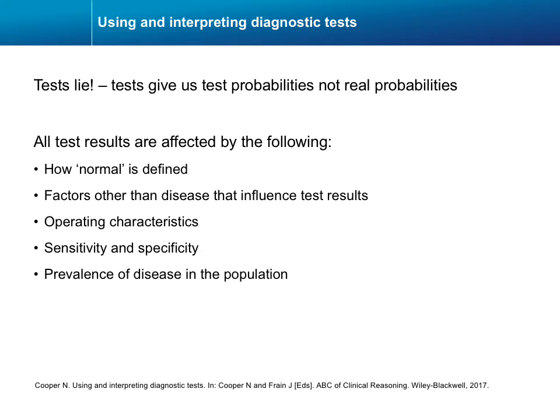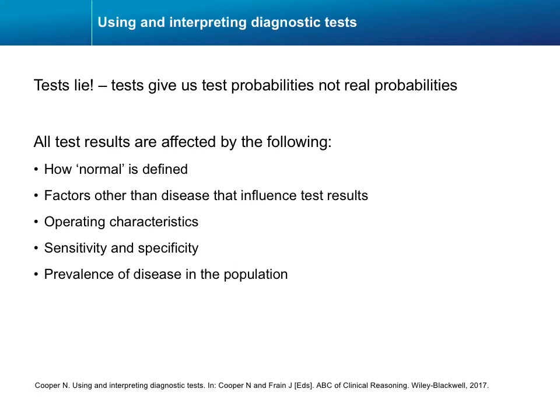So before we explore the answer to that question, tests lie. Tests give us test probabilities, not real probabilities. Because all test results are affected by the following things. First, how we define normal, which is a statistical construct that I'll explain in a minute. There are factors other than disease which influence test results. There's something called the operating characteristics of a test that are important to understand. That's how the test is actually performed. There's something very important called sensitivity and specificity, which we'll explore in more detail. And finally, the prevalence of disease in the population impacts on how we interpret a test result as well.